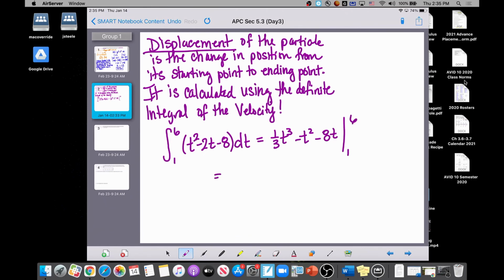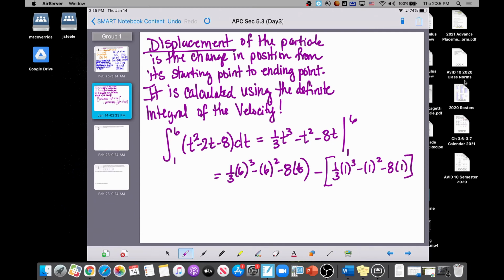So then we go ahead and we plug 6 in, so 1/3 times 6 cubed minus 6 squared minus 8 times 6. And we are going to subtract from that what we get when we plug in 1. 1/3 times 1 cubed minus 1 squared minus 8 times 1. And we've already done some of this math, right? But here we end up with 72 minus 36 minus 48.